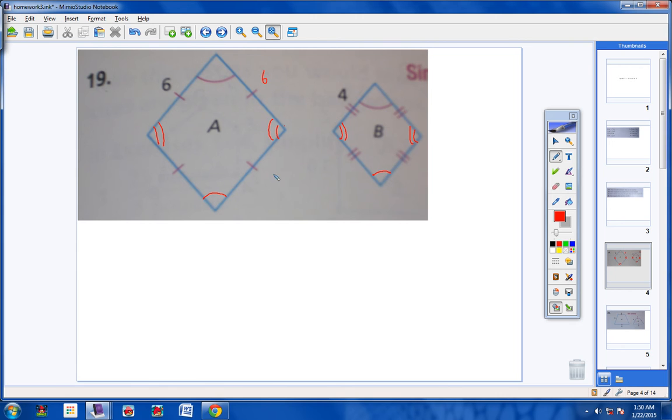So put a 6 here, a 6 here, and a 6 here. We have congruent sides all the way around, 4, 4, and 4. So you'd have 6 over 4 equals 6 over 4 equals 6 over 4 equals 6 over 4. Now, what is the scale factor? It says the scale factor of A to B. So start with A, take your 6, and then go to B. The scale factor of A to B is 6 over 4. Now reduce that, and the scale factor is 3 halves.